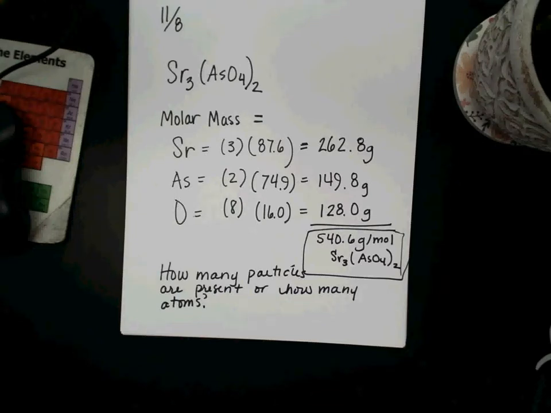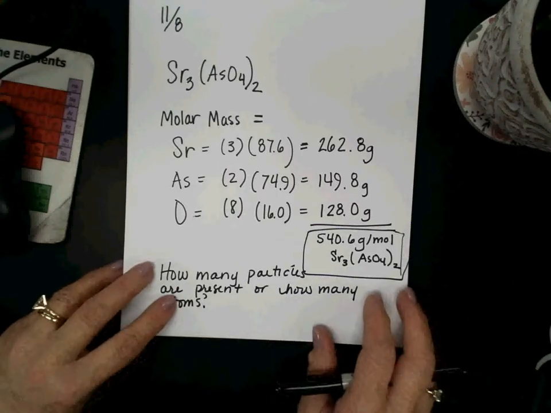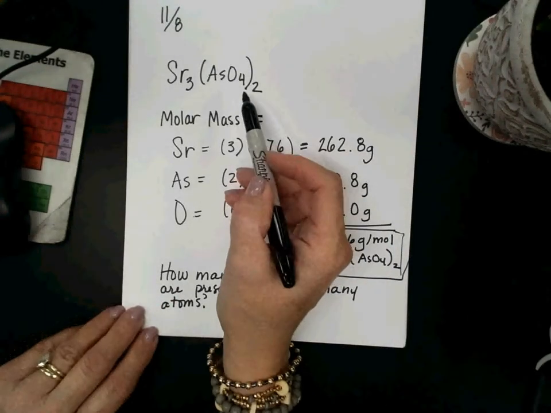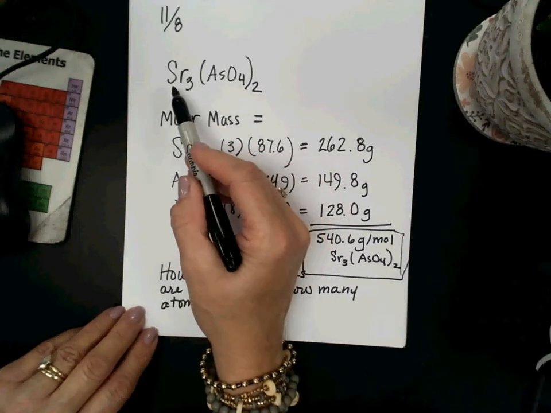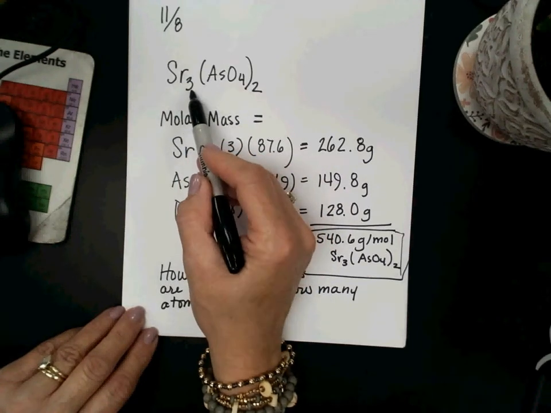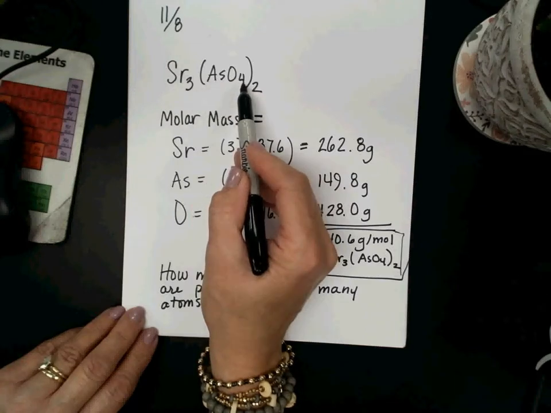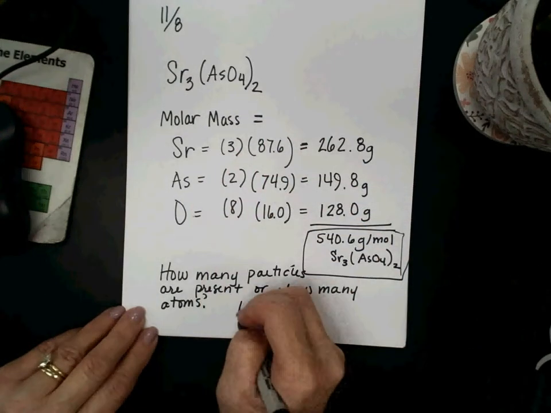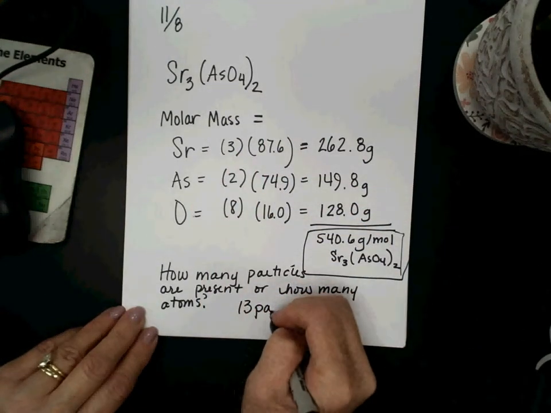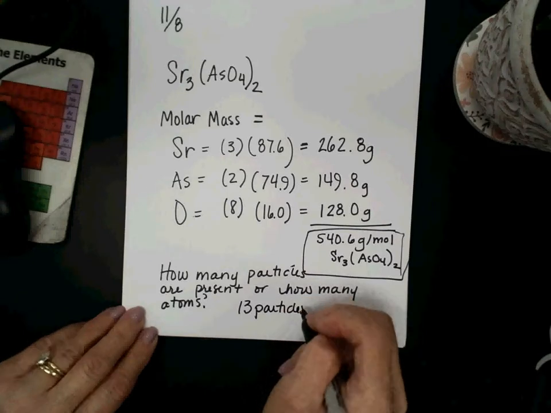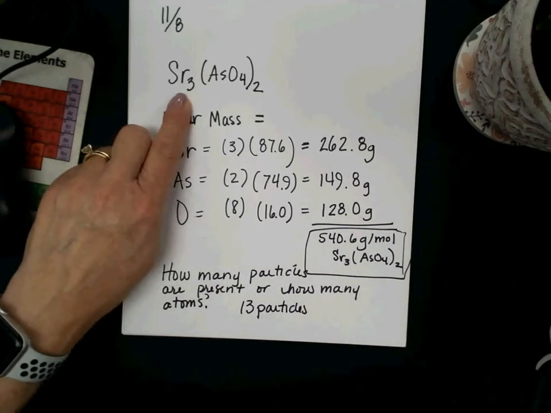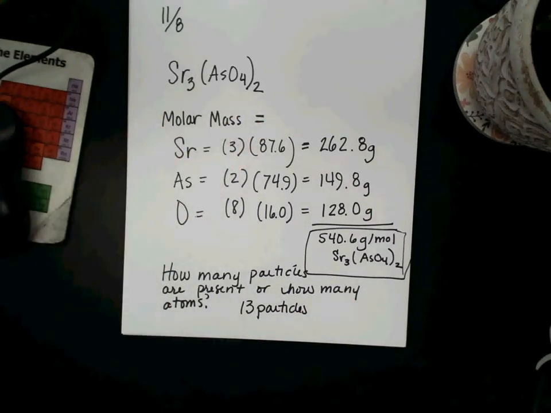Have you ever done that before? Okay, so it's fairly simple. This is before we get to Avogadro's number, which we talked a little bit about yesterday. I just go through and I add them up. So I've got 3 plus 2, which is 5, plus 8 would be 13 particles. Again, I just looked at each individual part and added them up. Does that make sense?